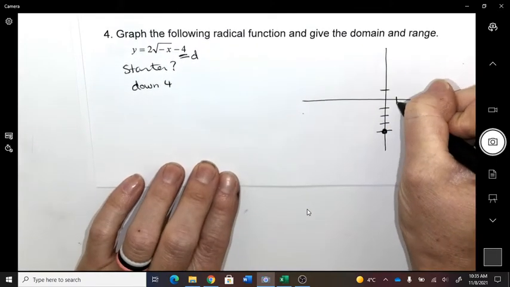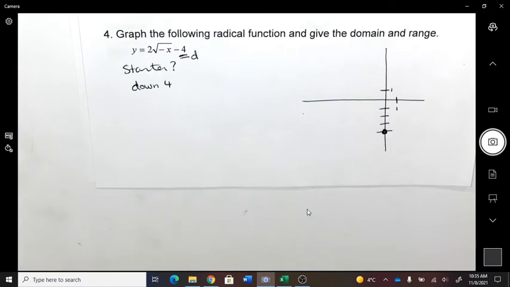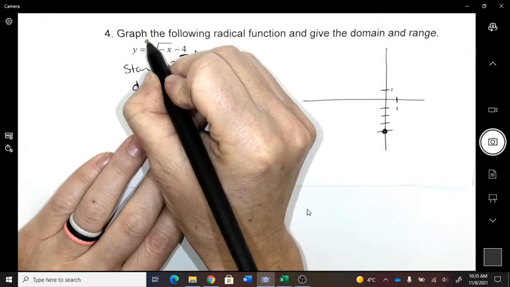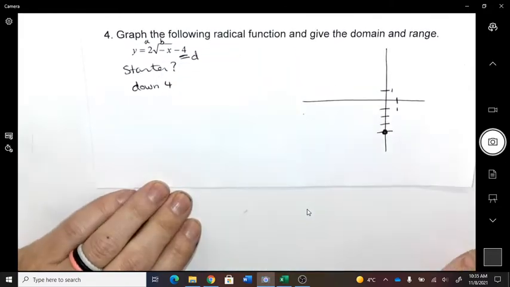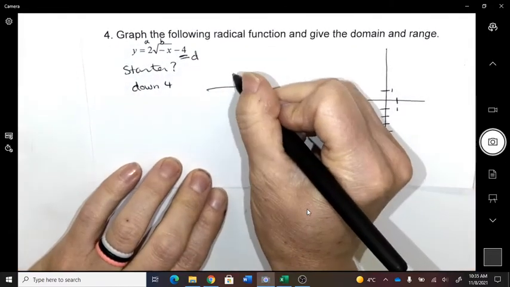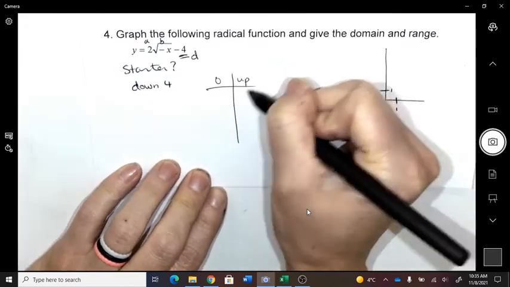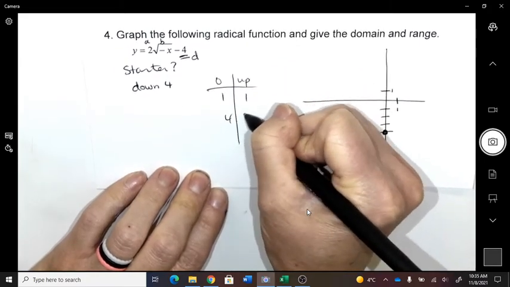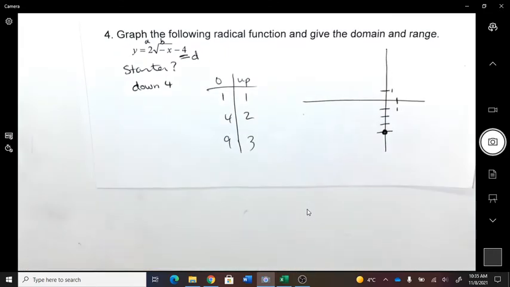You know what I'm going to do right away? My X and my Y tick marks. Okay, now this is an A and this is a B. So I'm going to do an over-up chart. 1, 1, 4, 2, 9, 3.